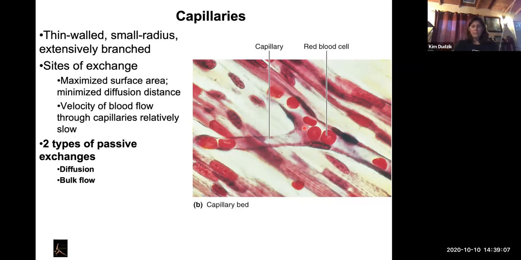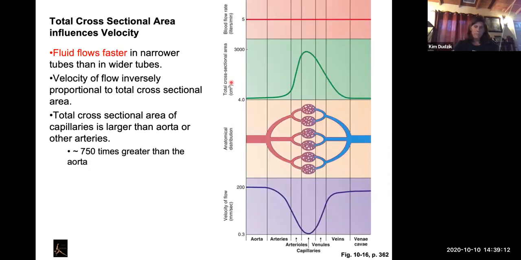Okay, let's look at that graphically. Alrighty, so up at the top, look at the top graph. My pointer isn't working as well up there, but there it goes. This is blood flow rate.